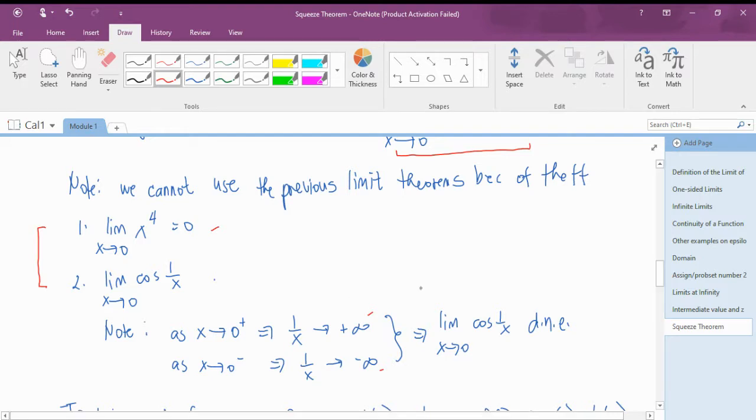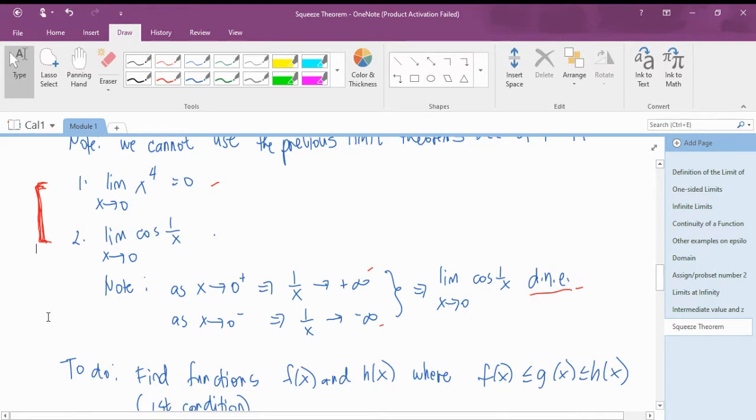Okay, so since nag-fluctuate siya from negative 1 to 1, then ibig sabihin yung limit ng cosine 1 over x as x approaches 0 does not exist. So yung DNE dito, class, ang ibig sabihin yan ay does not exist. Okay, so since hindi exist yung second na limit natin, hindi natin pwedeng gamitin yung limit theorem regarding the product of functions. Okay, so pag hindi natin pwedeng gamitin yun, pwede naman natin gamitin yung squeeze theorem.